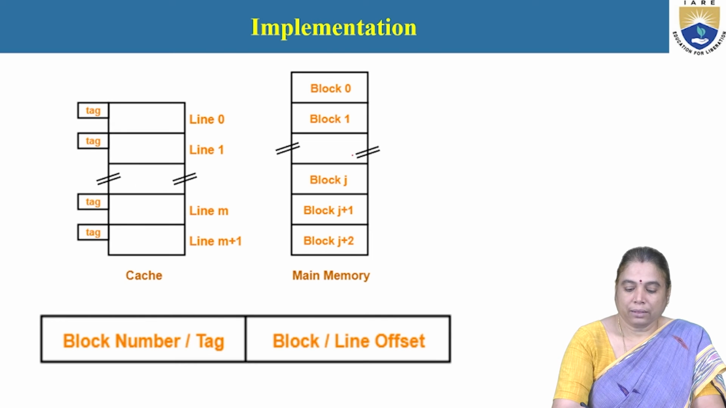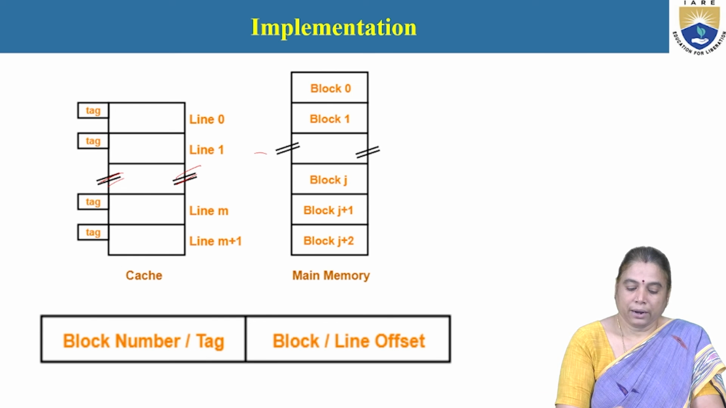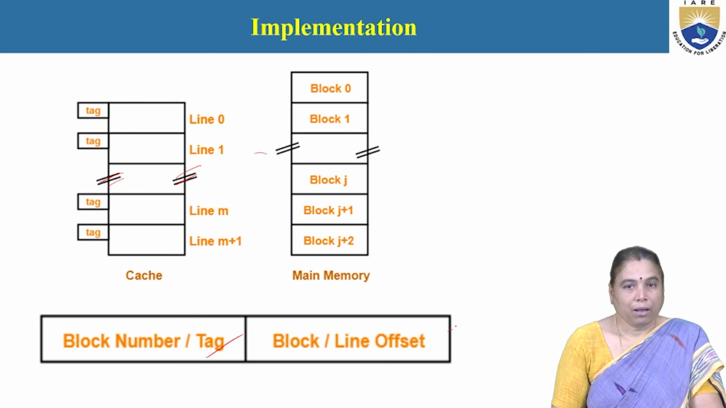Here these are the main memory blocks, and there is free space available in the cache. To that freely available line, this block can be mapped. So here the physical address has the block number or tag, and the block or line offset.